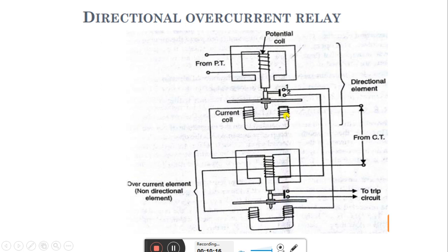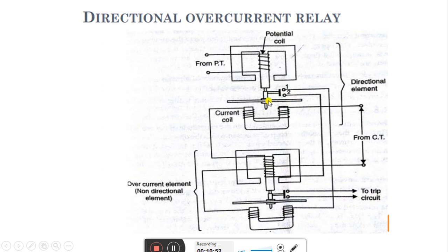Initially, supply is already available at the upper magnet of this E-shaped element, but once the directional element operates and the contact is bridged, the supply is extended from here to the lower magnet. Once the lower magnet gets energized, the disc starts rotating and bridges the contact to give the trip command. That is how the directional overcurrent relay operates.